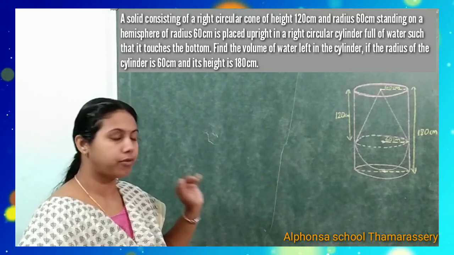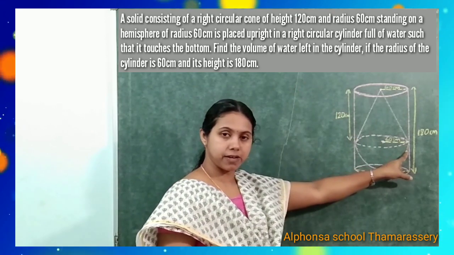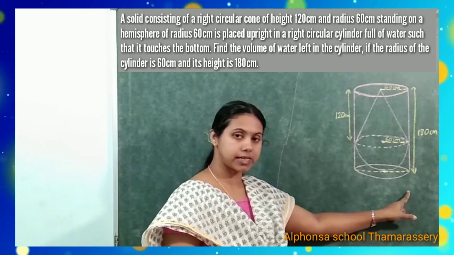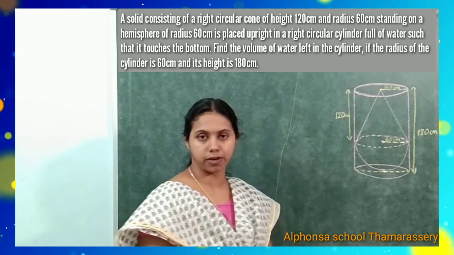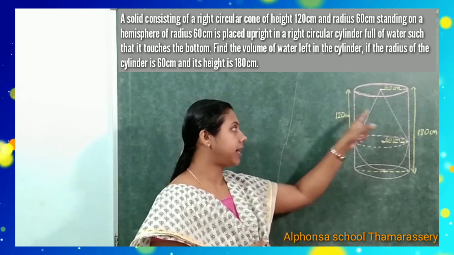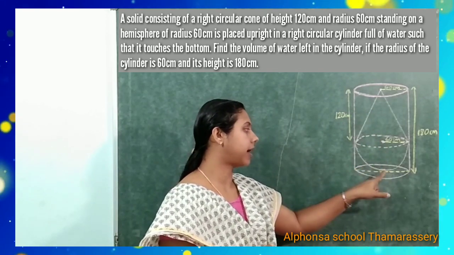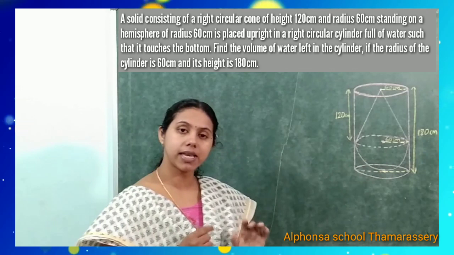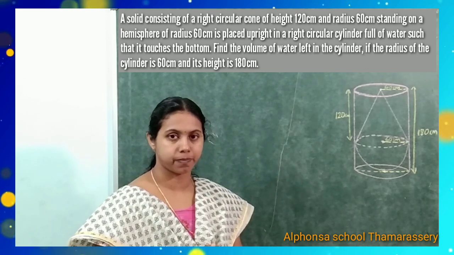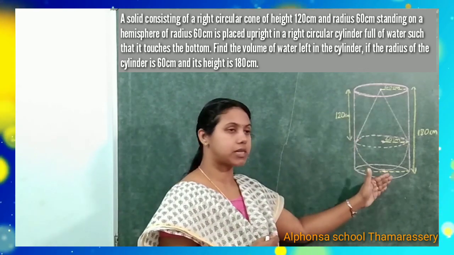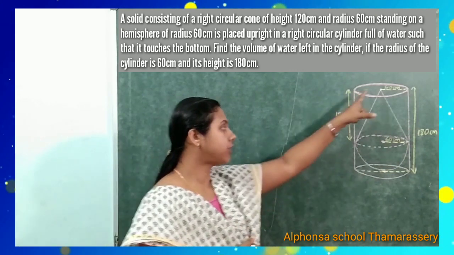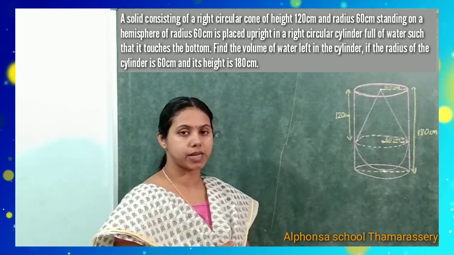Here it's given for you the radius of the hemisphere, the radius of the cylinder, the height of the cylinder, and the height of the cone. When you observe the figure, you can see that the radius of the cone, the radius of the hemisphere and the radius of the cylinder are all the same. It is 60 centimeter because these three figures have the same base. And the height of the cylinder is equal to 180 centimeter.